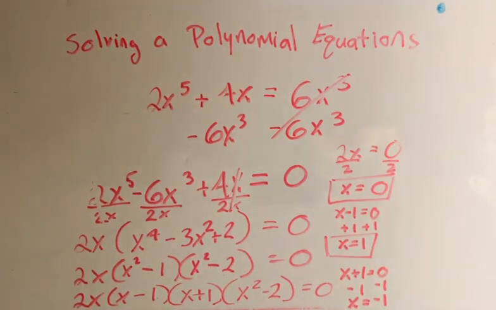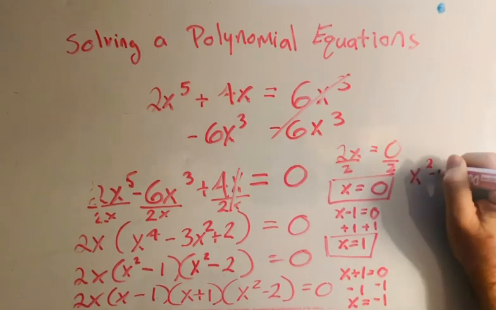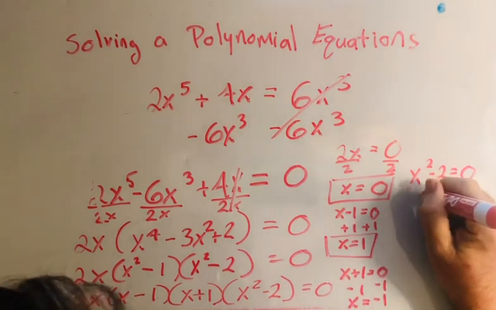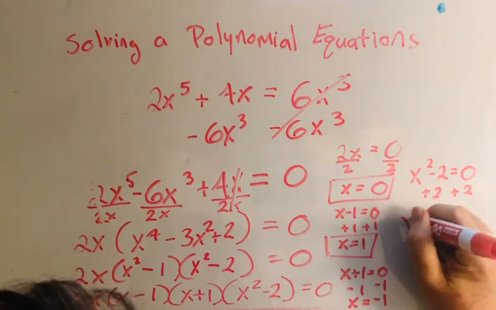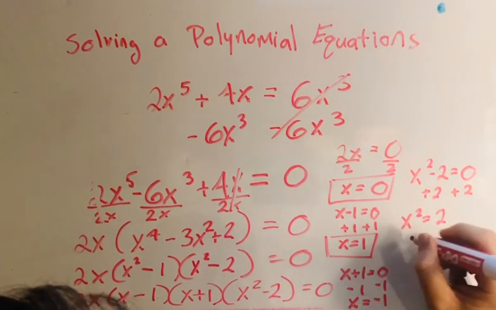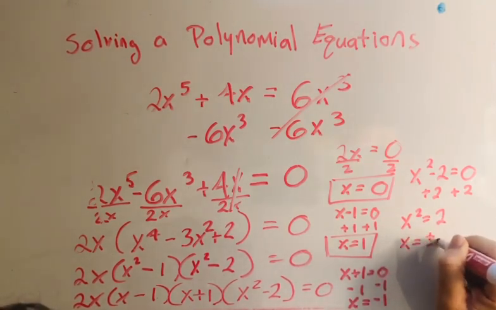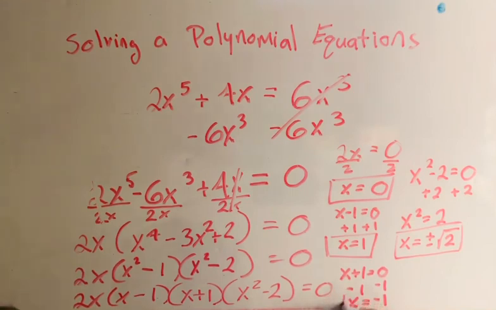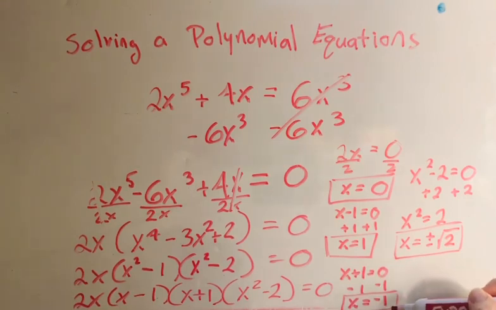All right, and then finally, bring this over here. I have x squared minus 2 equals 0. So I'm going to add 2 on both sides. So I have x squared equals 2. Well, I'm going to take the square root of both sides, so x equals plus or minus the square root of 2. So my answers are 0, 1, negative 1, positive square root of 2, and negative square root of 2.